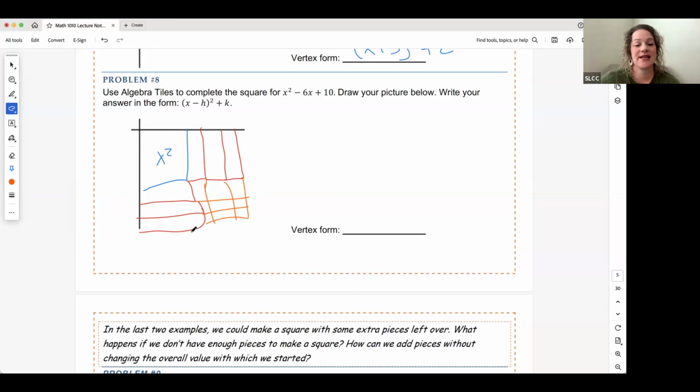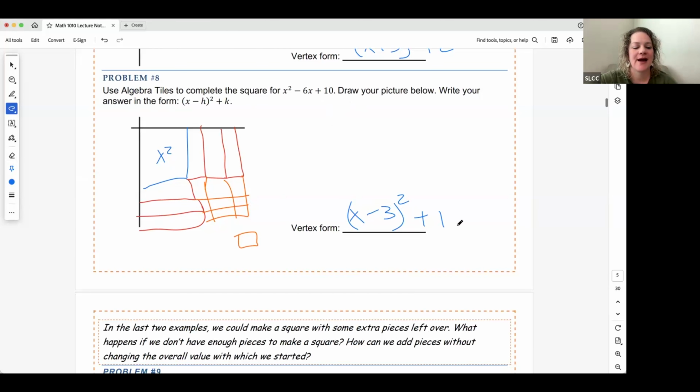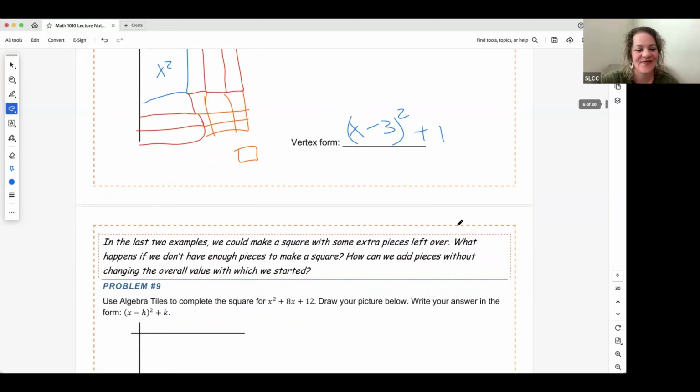Okay, so what happens here? Negative 3 times negative 3 is positive 9. And then what we have is 10. So we'd have this 1 extra. So how would you write that? So this would be x minus 3 quantity squared. And then we'd have just that 1 extra. So you would just add the 1. Awesome. Now let's look at problem 9 and 10.